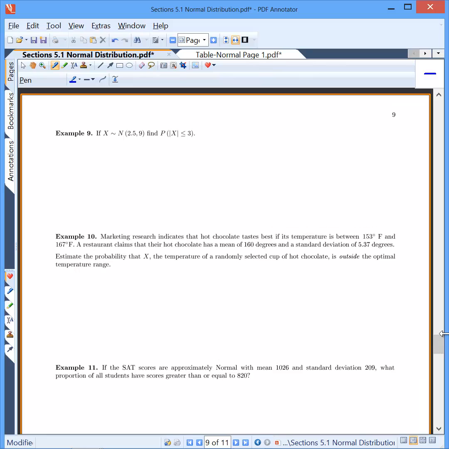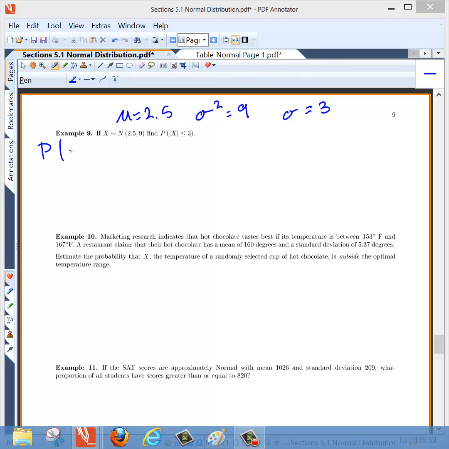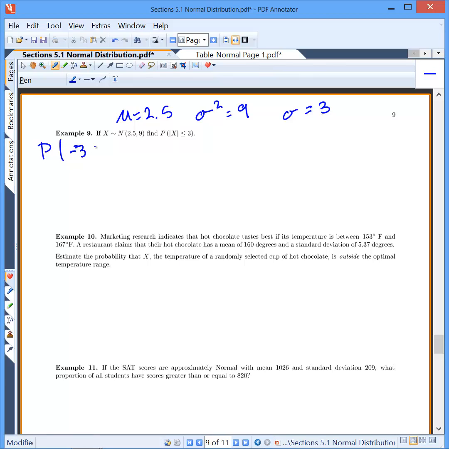For this next problem, if x is normally distributed with a mean of 2.5 and a variance of 9, then that means my standard deviation is 3. We want to find the probability that the absolute value of x is less than or equal to 3. The easiest way to do this is just get rid of the absolute values and rewrite it as negative 3 is less than or equal to x less than or equal to positive 3. And from here, it's exactly like what we did previously.